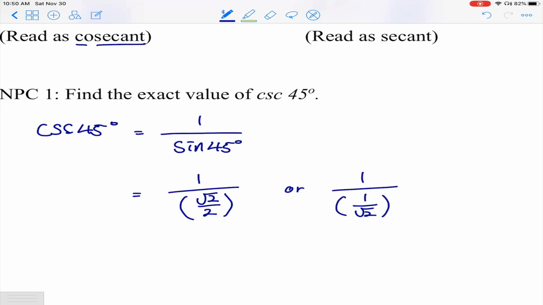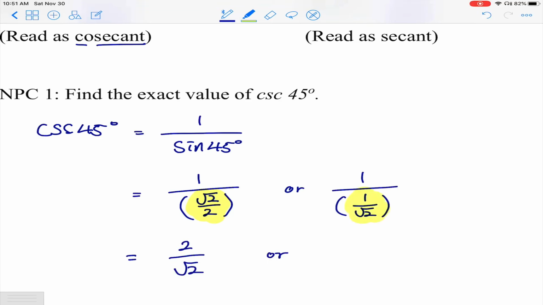But this is a reciprocal, so you flip it, that's all. You just flip whatever you have for the sine 45. So you flip this and it becomes 2 over square root of 2. Or you flip that and it becomes square root of 2 over 1, but we really don't need that over 1, so that's that. And it's really simple. Trust me, it's very simple.